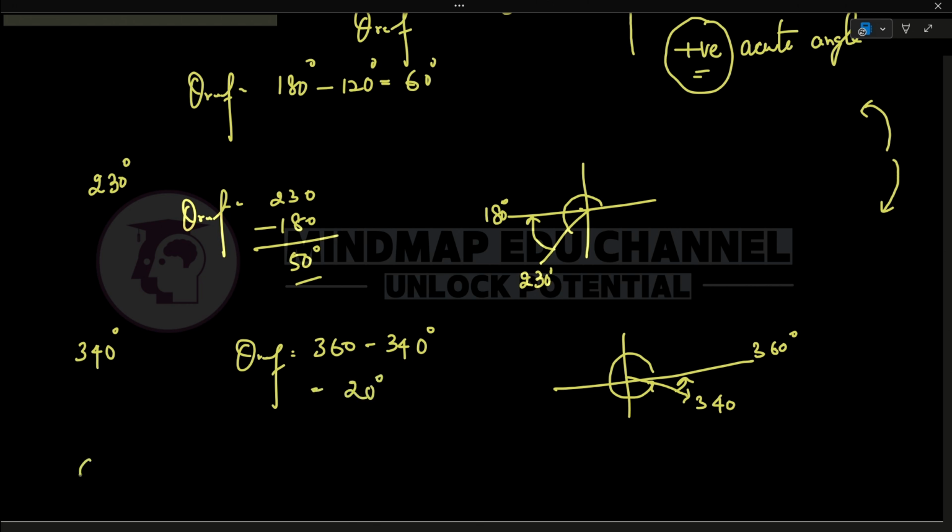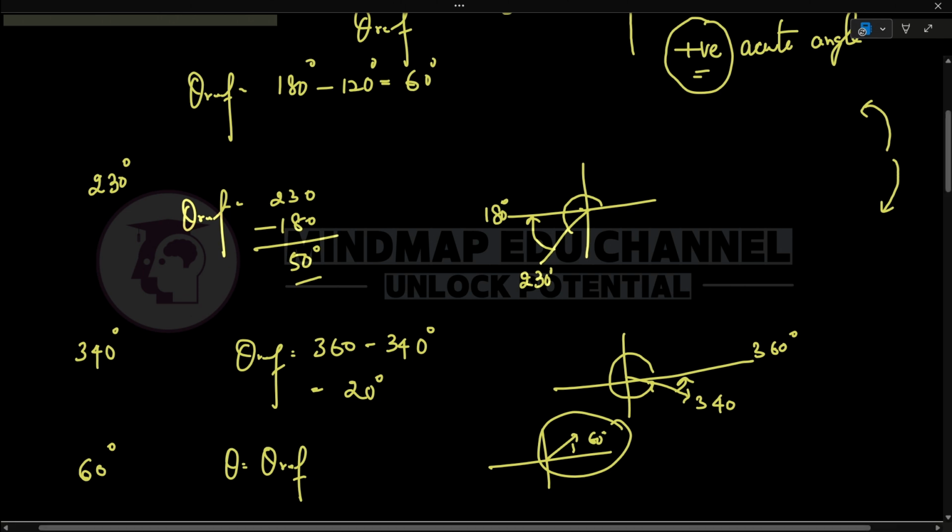Now what can you say about 60 degrees? What is the reference angle of 60 degrees? 60 degrees falls in the first quadrant. So whenever it is an acute angle, 60 degrees is an acute angle, so whenever you have an angle in the first quadrant, the angle itself will be the reference angle.